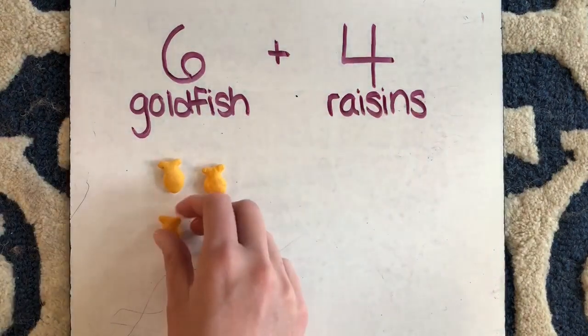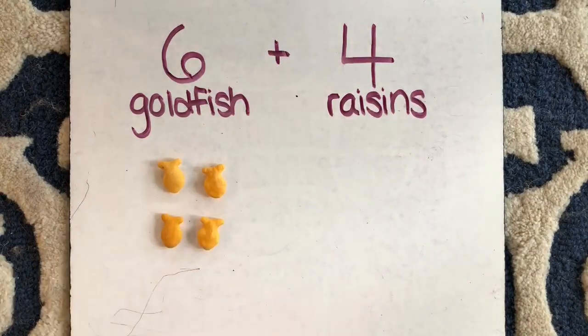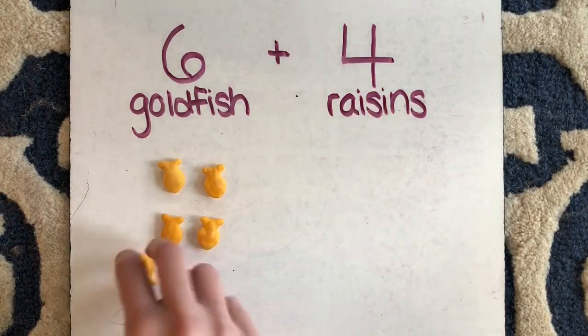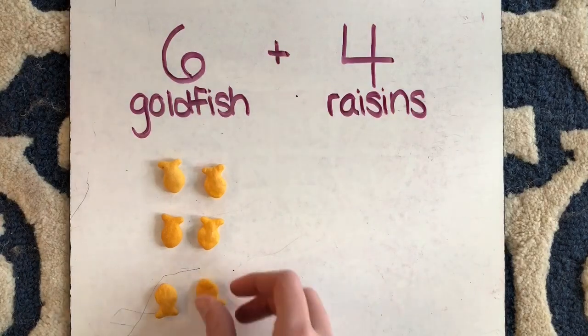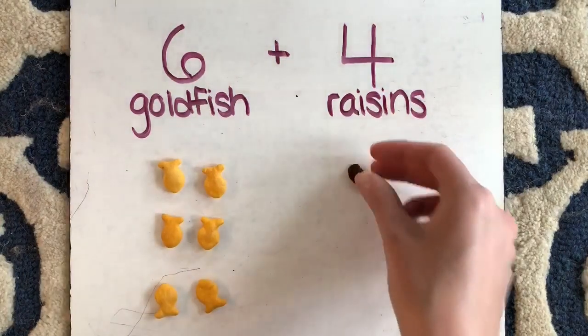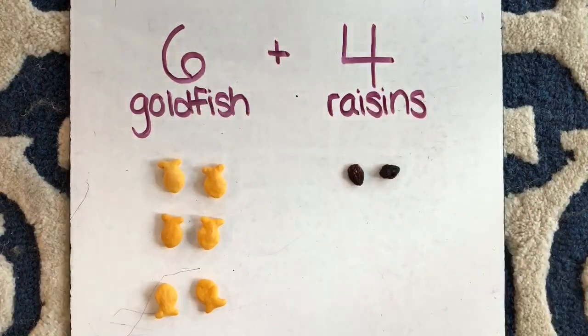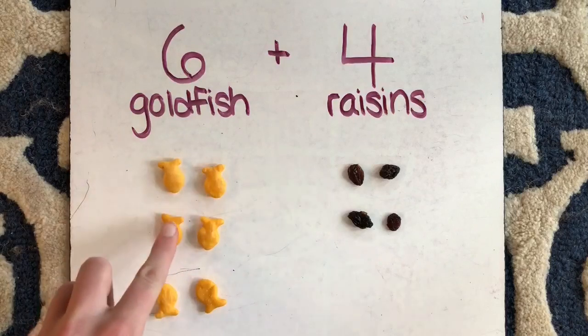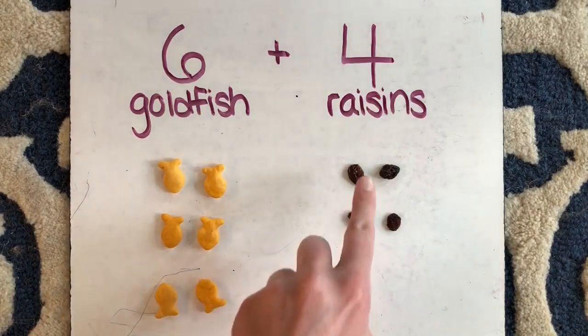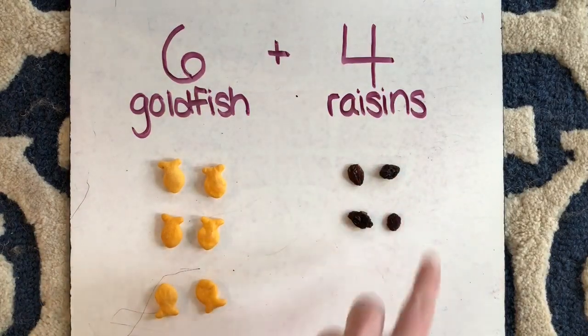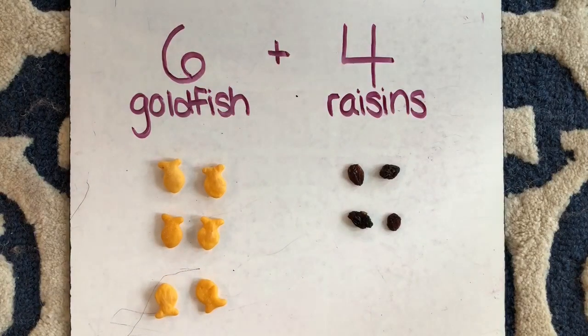The basic way to solve this addition problem would be to actually count out 6 goldfish and 4 raisins and count how many objects I have all together. 1, 2, 3, 4, 5, 6, 7, 8, 9, 10. So 6 plus 4 equals 10. Now let's try this equation using the counting on strategy as a shortcut.